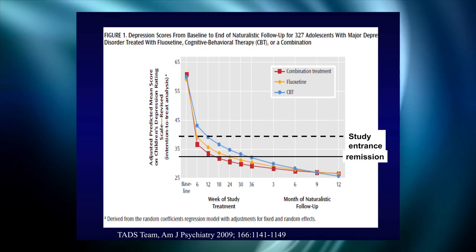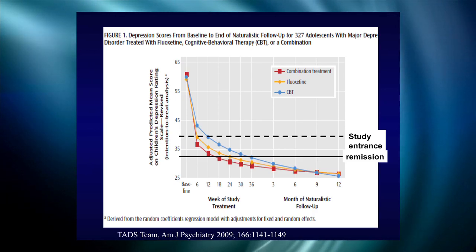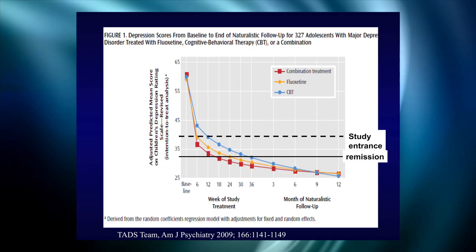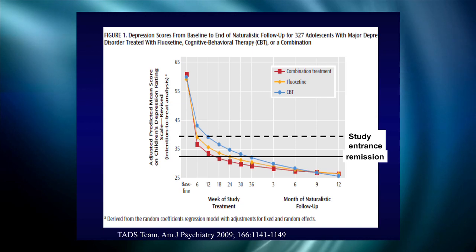This is a follow-up study now in the TADS trial, and the point of this is to look at what happens to the various treatment arms over the course of time. Depression is a rotten enough way of feeling that the sooner you get over it, the better you are.